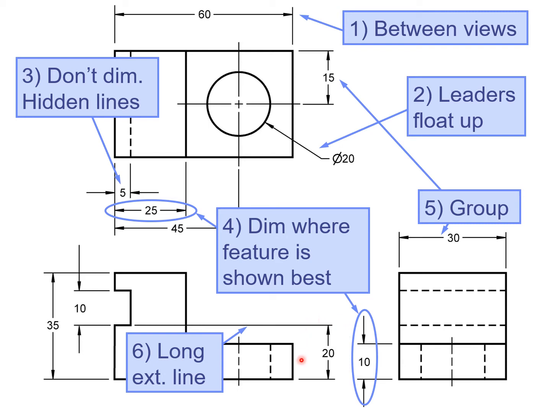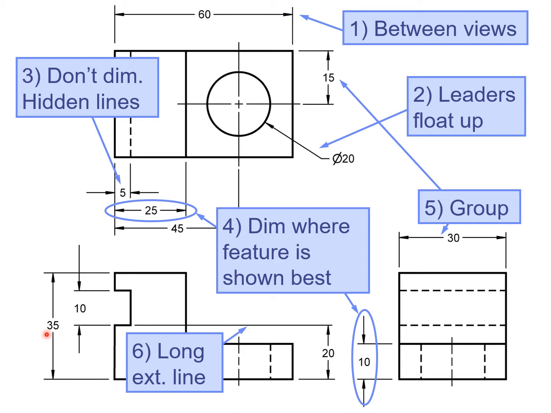Now we try and place dimensions in between the views, but it just doesn't look right having this long extension line when we can just avoid it by taking the 20 units and placing it on the outside. Again, you try and avoid having dimensions on the outside, but the 20 just looks better by avoiding this long extension line. We can just place it here on the left. Same thing with the 10 units. To avoid having long extension lines by placing it in between the views, it's better to place it outside.